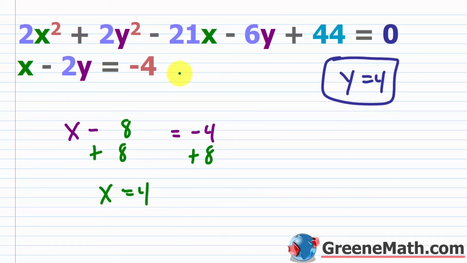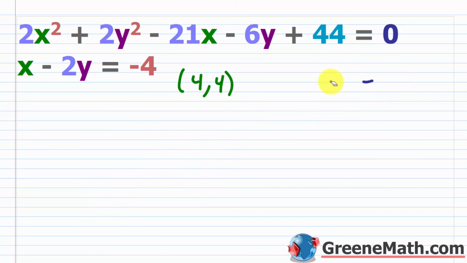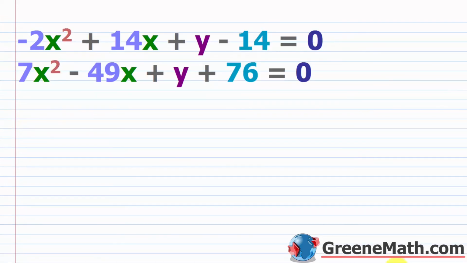So the ordered pair solution here would be 4, comma 4, right? An x value of 4 and a y value of 4. Now, I just want to say this one more time. When you're solving these, you have to make sure that you stop and check your answer in both equations of the system to make sure it works. I've already done that, so I'm going to be skipping that so I can make this video a little bit shorter.